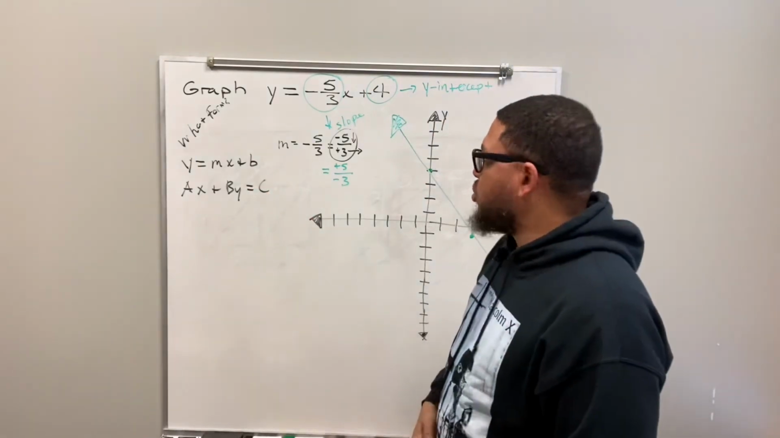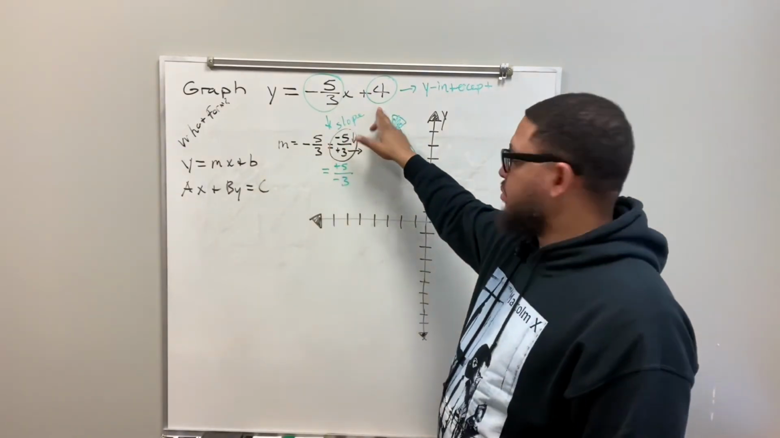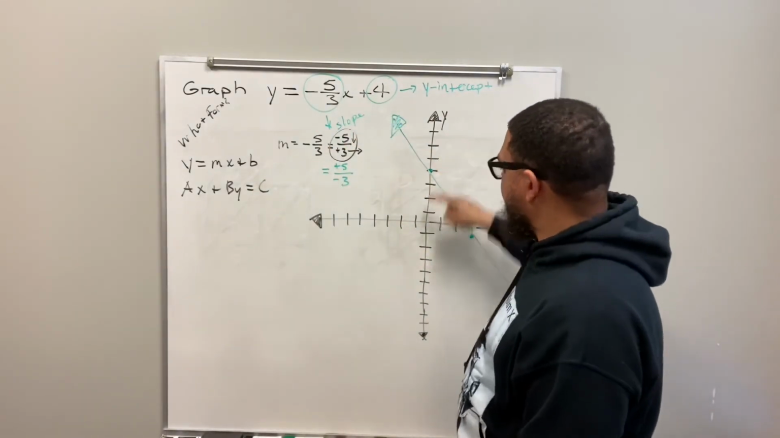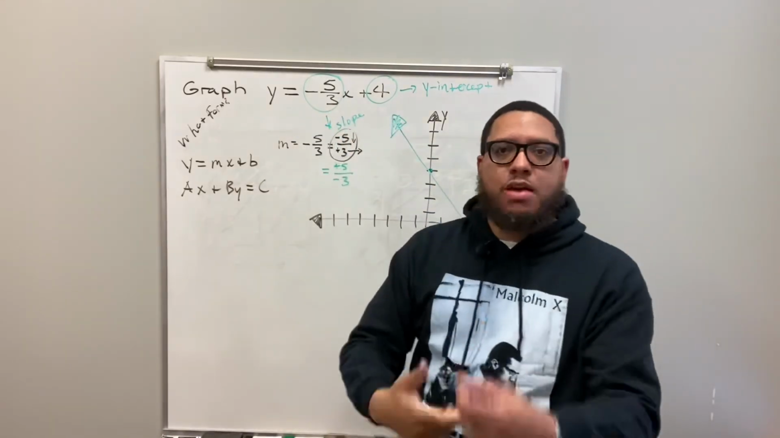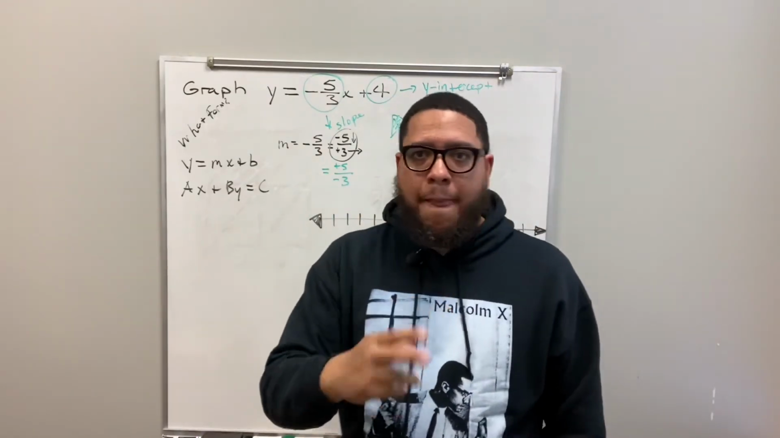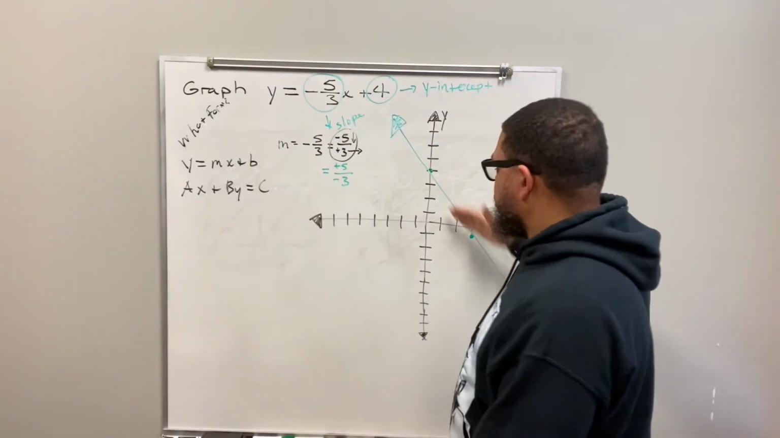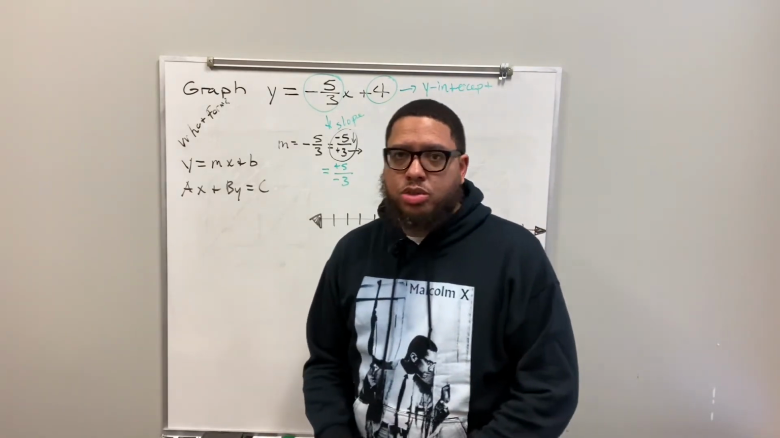That happens sometimes too. But when it's in slope-intercept form, identify your y-intercept, plot that, find it on the y-axis, draw that point, plot it. Then you use the slope as a set of directions to take you to the next point, because you need a minimum of 2 points. And then once you got your 2 points, just draw your line and you're done. Ain't much to it, you know what I'm saying?